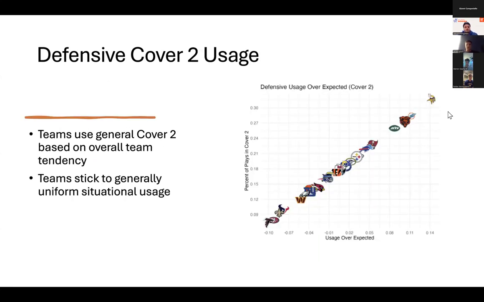And so what we found here is that teams who are using cover two a lot are also using it more than expected, which makes sense because if you're going to use cover two a lot, you're also going to use it more than the average team. So it's showing that teams are going to stick to their guns, and if they like to use cover two, they're going to use cover two.